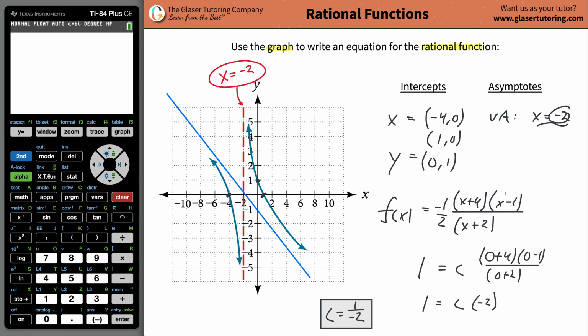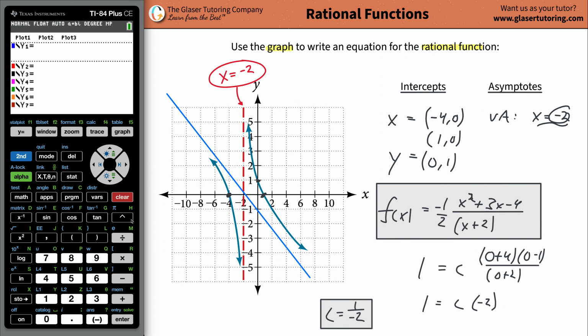Now, you can clean up the top by foiling it. Remember, that's the first times the outer times the inner times the last, the FOIL. You can simply shortcut it by adding these two together, which would be a positive 3, shove an x on it, and then multiply those, which would be a negative 4. So remember I said positive 3, negative 4. So plus 3x minus 4. That's x squared. And that's it. That's all there is.